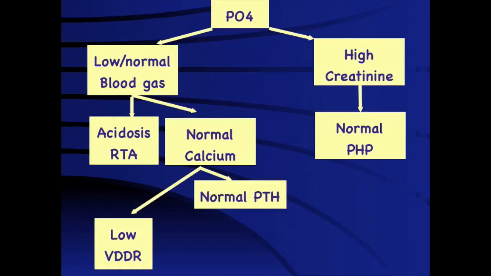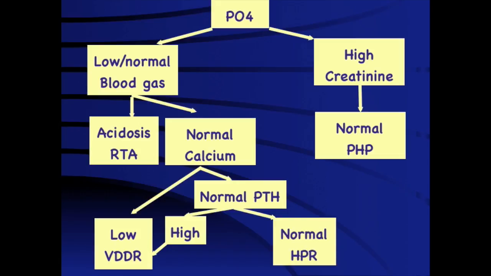While if the calcium levels are normal and the PTH levels are normal, look at hypophosphatemic rickets, or if you have hyperparathyroidism, it suggests vitamin D dependent rickets. So just by using a phosphorus, a creatinine, blood gas and a PTH, we can really classify broadly in terms of the cause and etiology of refractory rickets in most cases.